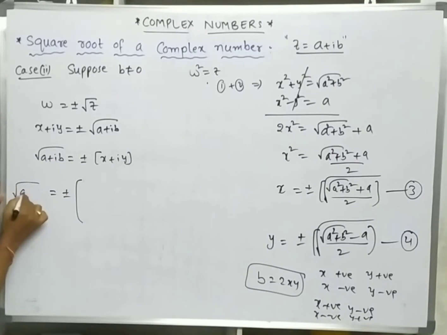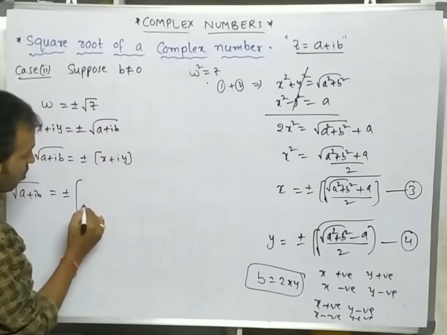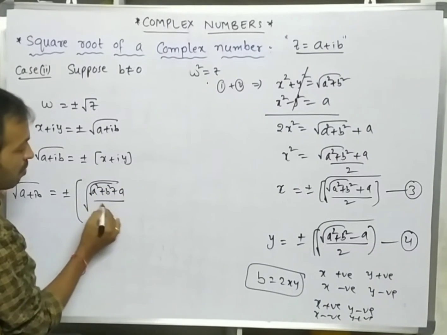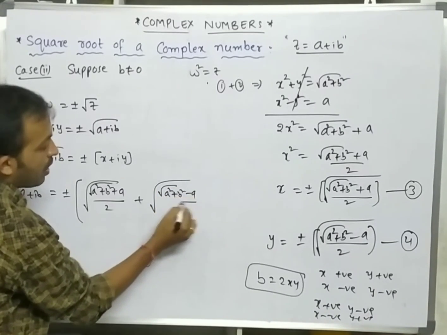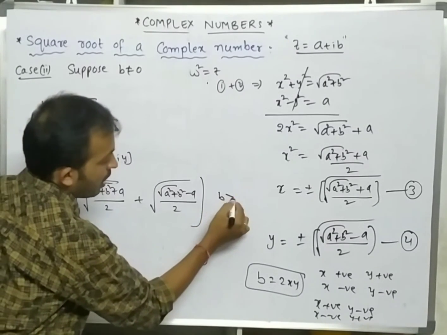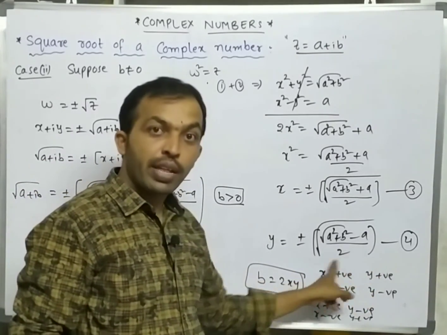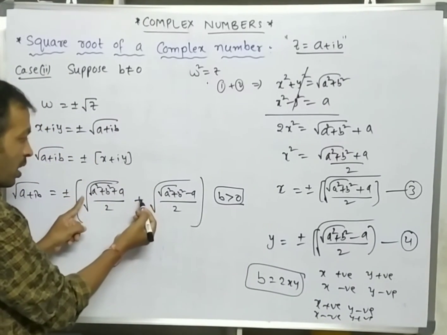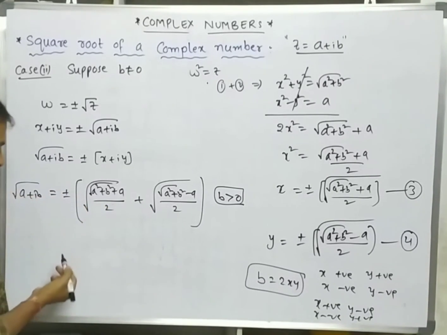So root a plus ib is equal to plus or minus, what is the value of x? Root a square plus b square plus a by 2 plus i root a square plus b square minus a by 2. This happens if b is positive. When b is positive, whenever x and y both have the same sign, both plus or both minus, if both are minus, we take minus as common, it becomes plus or minus only.